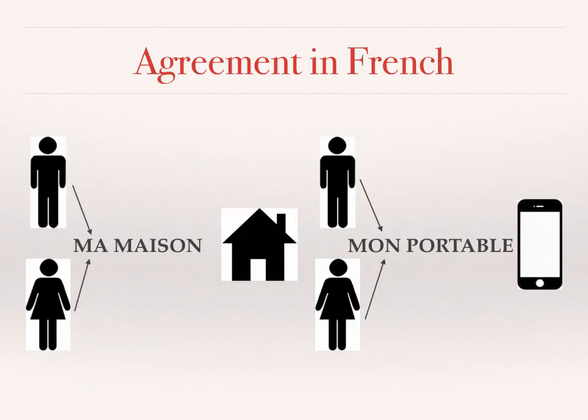More examples. Now if I want to say my house, for example, maison is house in French and it's a feminine word. So a boy or a girl will say ma maison because the object that is possessed is feminine. On the other hand, if they are talking about their mobile phone, le portable, which is masculine, the boy or the girl will say mon portable because the object is masculine.